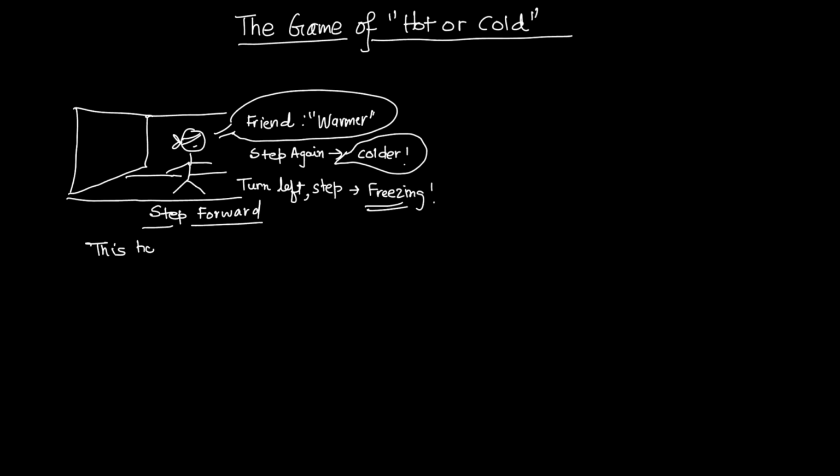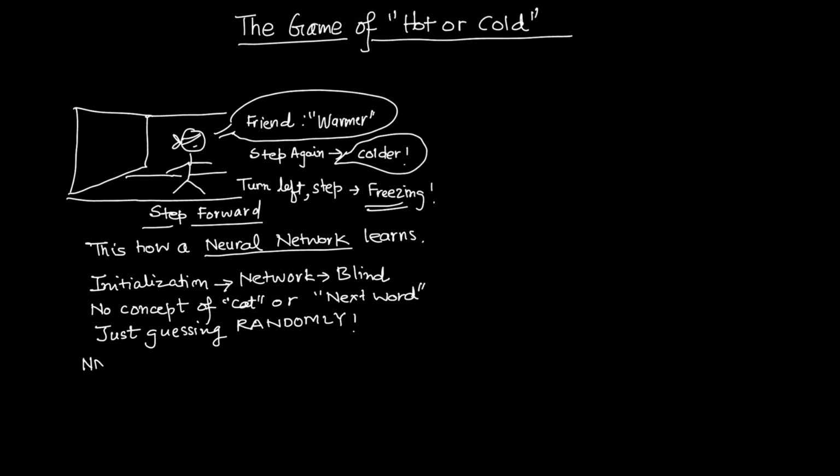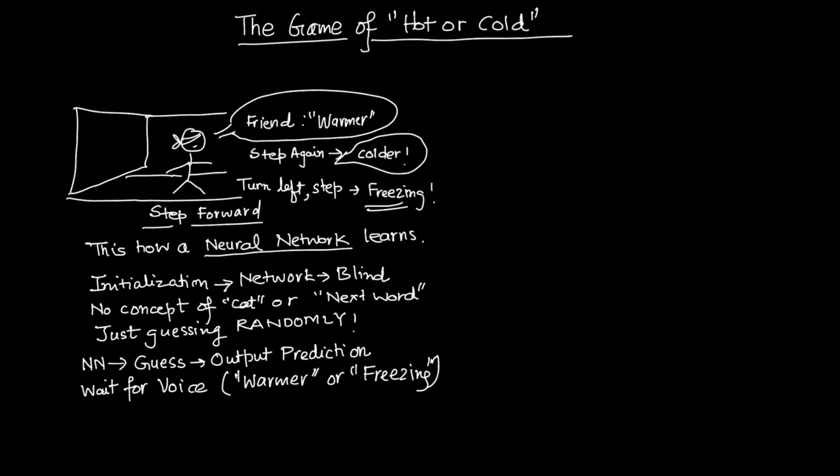This childhood game is exactly, and I mean exactly, how a neural network learns. When we initialize a neural network, it is blind. It has random weights. It has no concept of what a cat looks like or what the next word in a sentence should be. It is just guessing randomly. The network takes a guess, it outputs a prediction, and then it waits for the voice. That voice yelling, "Warmer" or "Freezing."